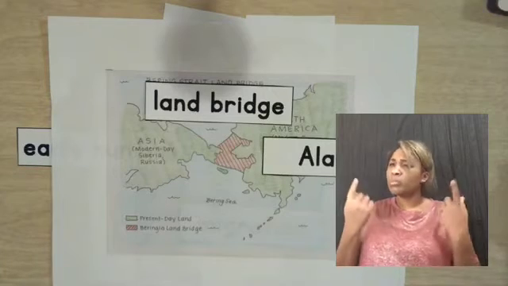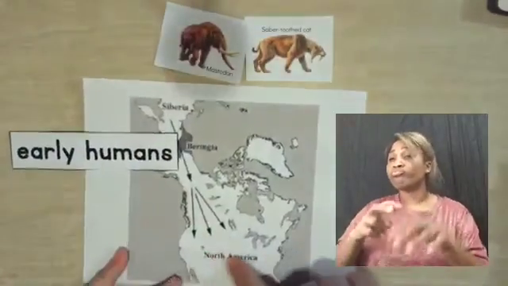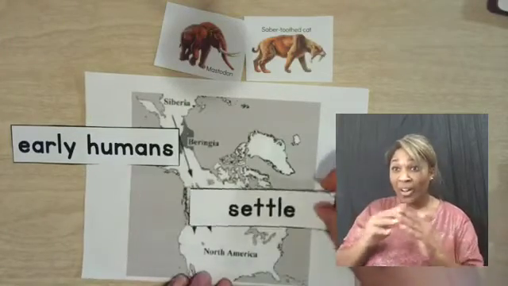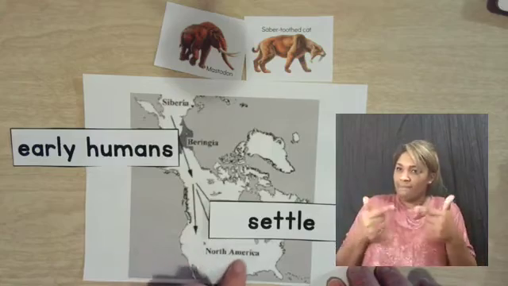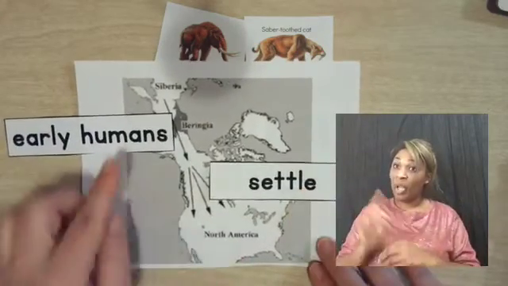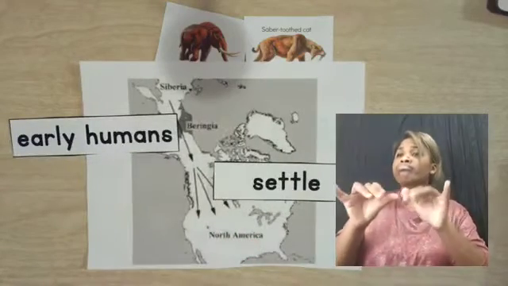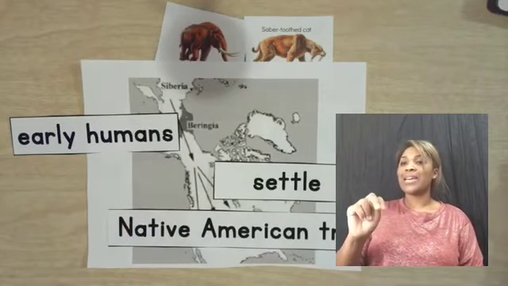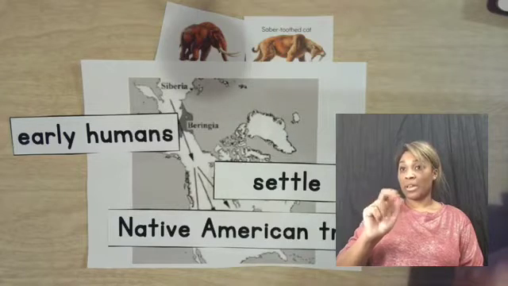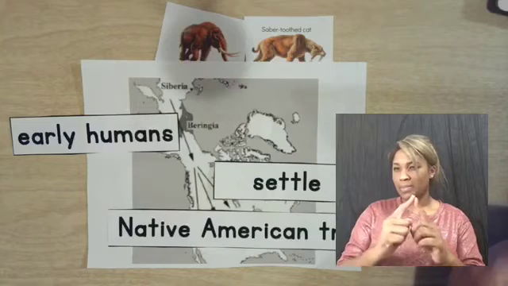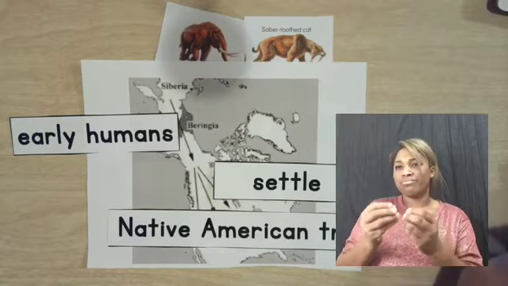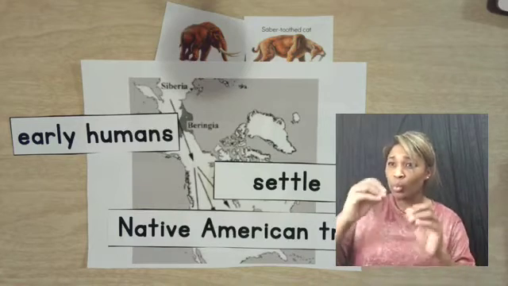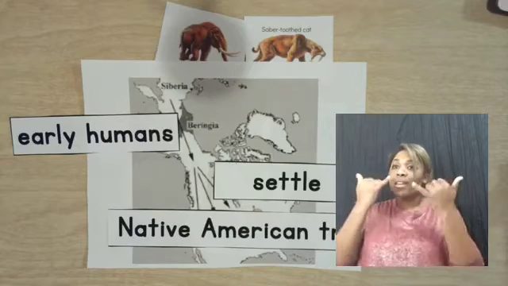So what happened is, as the people started to move all over North America, they began to settle. They stopped moving all around and they found places to live, and that is where they settled. And those people that moved down and then they settled into this area, those are the Native American tribes. What happened is the glaciers started to melt, and this filled the ocean, and the oceans covered the land, and now we can't see the land.